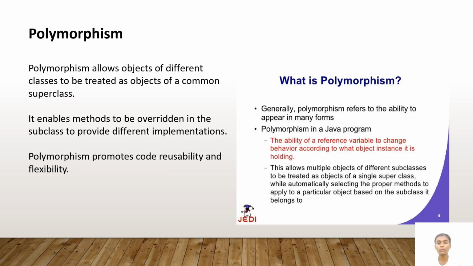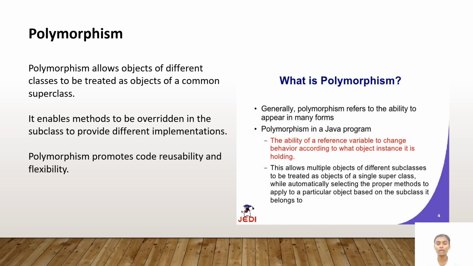Polymorphism. Generally, polymorphism refers to the ability to appear in many forms. Polymorphism allows objects of different classes to be treated as objects of a common superclass. It enables methods to be overridden in the subclass to provide different implementations. Polymorphism promotes code reusability and flexibility.